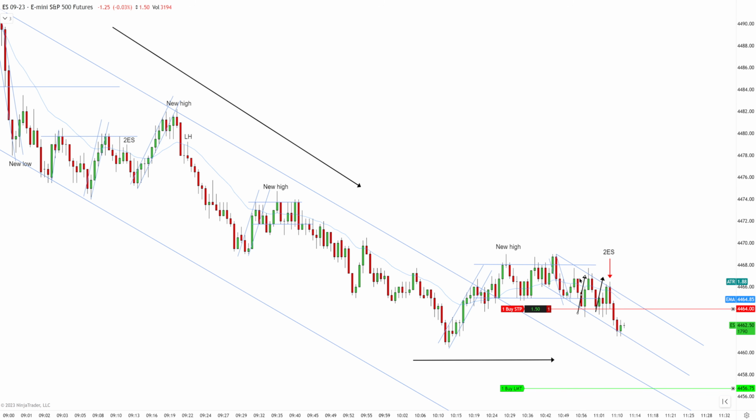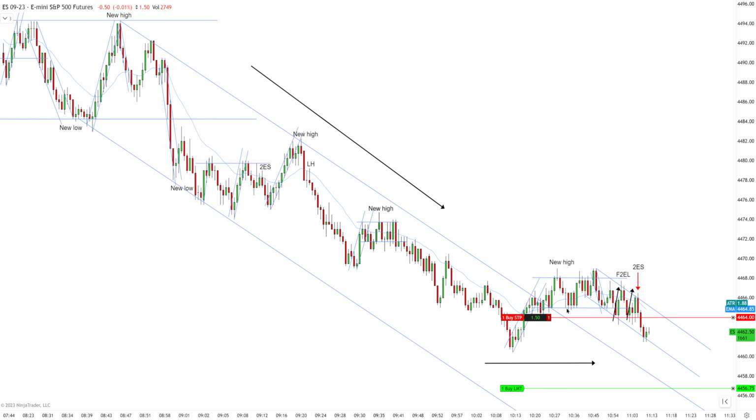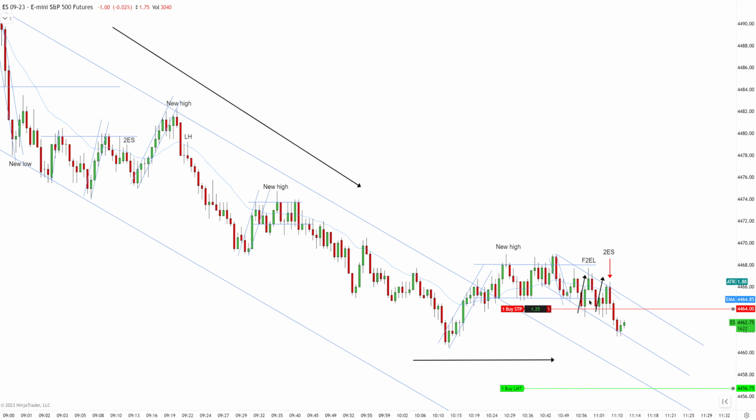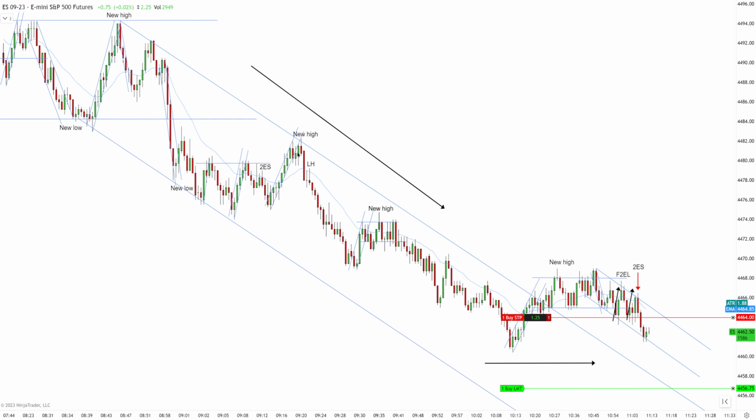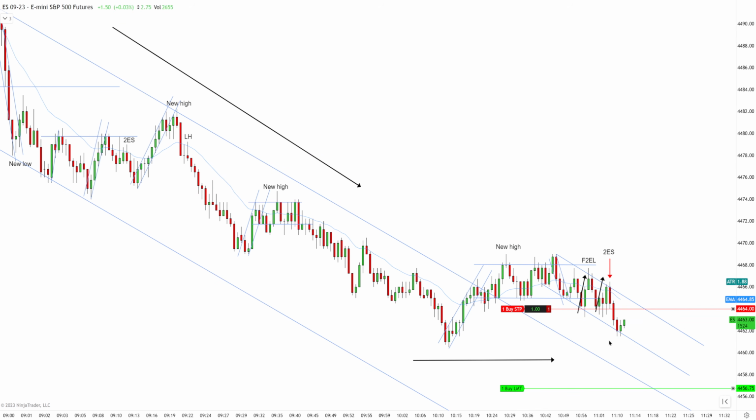So once again, I expected a failed second entry long, which formed here, but it didn't form that well. A more aggressive trader could have considered it because the main bias is bearish and all the bulls buying will get trapped. Even though you're buying a second entry long at the bottom of the congestion, the main context matters over everything. You can see the strong downtrend needs to get a new low.